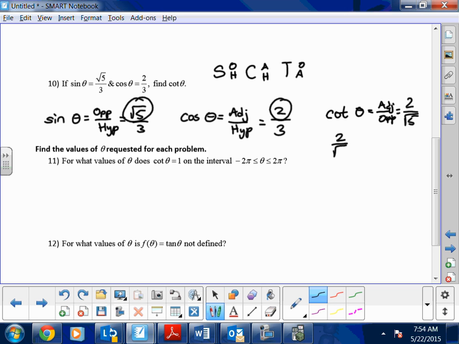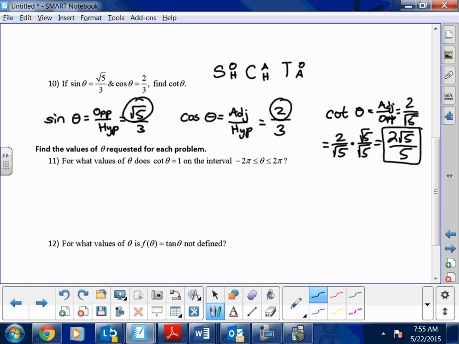So to rationalize this, we're going to multiply by the square root of 5 top and bottom. And our answer is going to become 2 square root of 5 over 5. And this is your answer at the end. Lovely. Now let's go ahead and move on to the next.